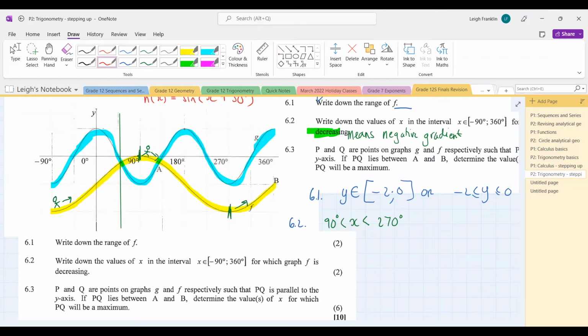So it's somewhere between A and B. Either it's here, or it could be there, or there, or here, or there. Somewhere between A and B, we have this vertical line. What do you notice the closer I get to A? What happens to the length of my line?